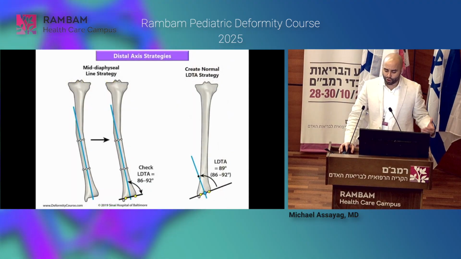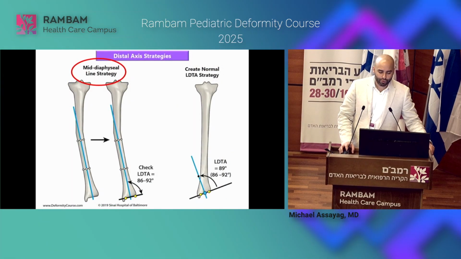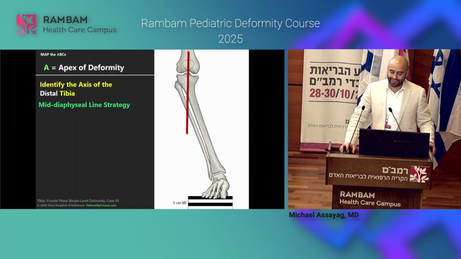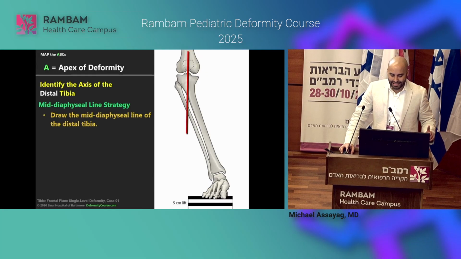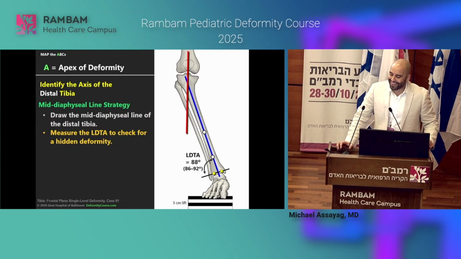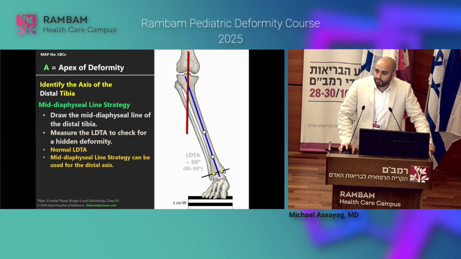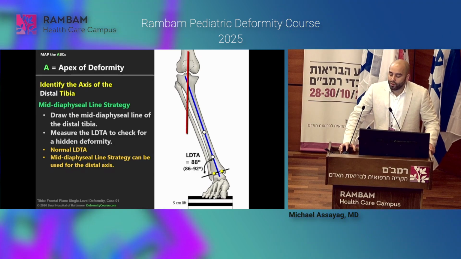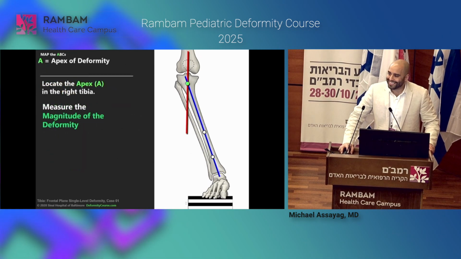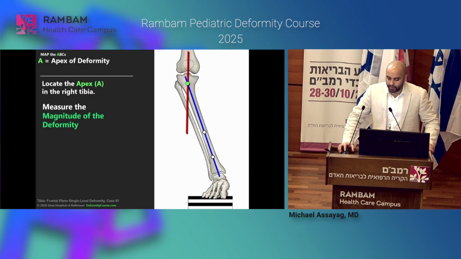So distally, I have a long segment. I can use the strategy on the left by using a mid-diaphyseal line if it creates a normal LDTA. And by drawing the mid-diaphyseal line and double checking, we have an LDTA of 88, which is normal. And that's it. We've drawn our two axes. We found the place where these two lines intersect, and that's called the apex of deformity.